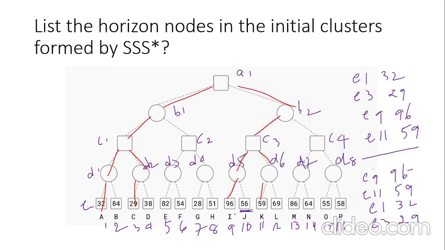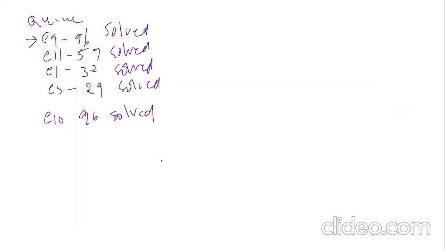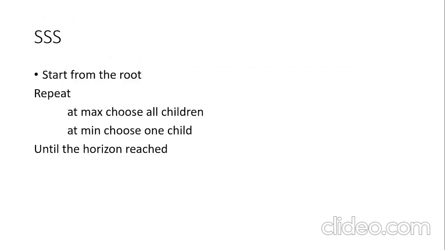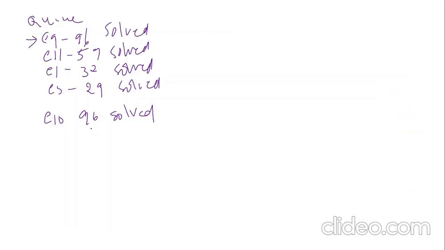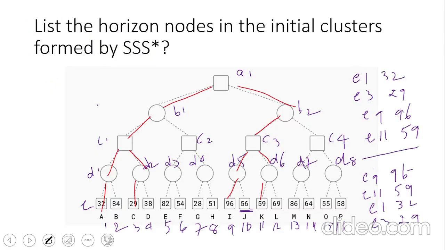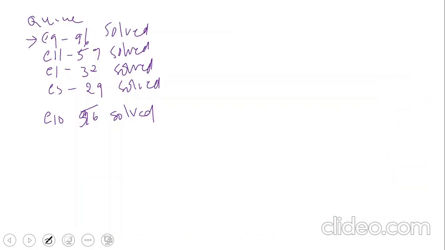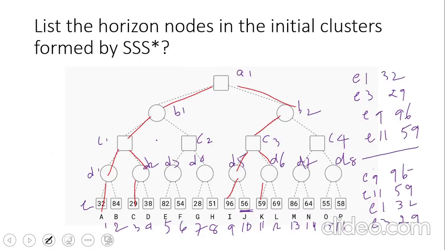Okay, now E10 becomes solved. E10 value is 56. When both E10 and E9 are solved, then D5 is solved with the value 56, because it is the minimum node. So D5 is the minimum node, and we get 56.